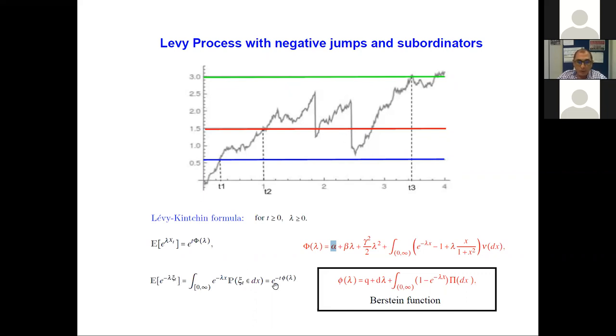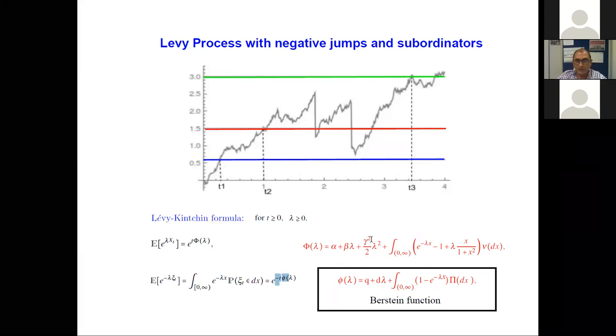X_t, xi_t, will also be a process, a Levy process, but with only positive jumps. And the Laplace transform will be under this form. Observe here, you will get a plus, here you will get a minus. And the small phi function has a shape very similar to this one. Just forget this term and put a minus. And forget, of course, the gamma term, which is related to the Fourier transform of the Gaussian distribution.